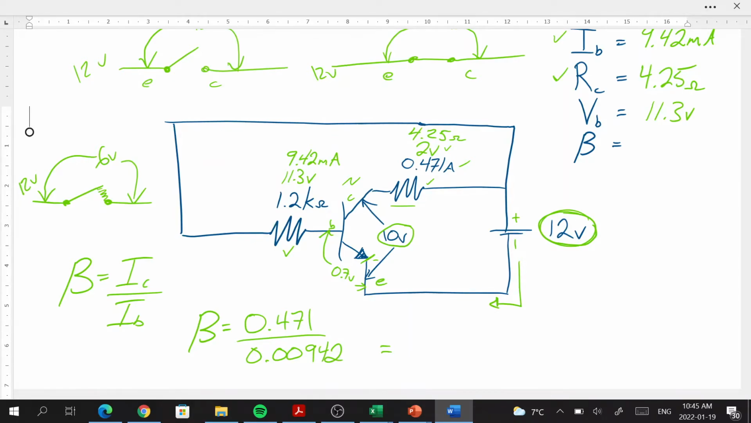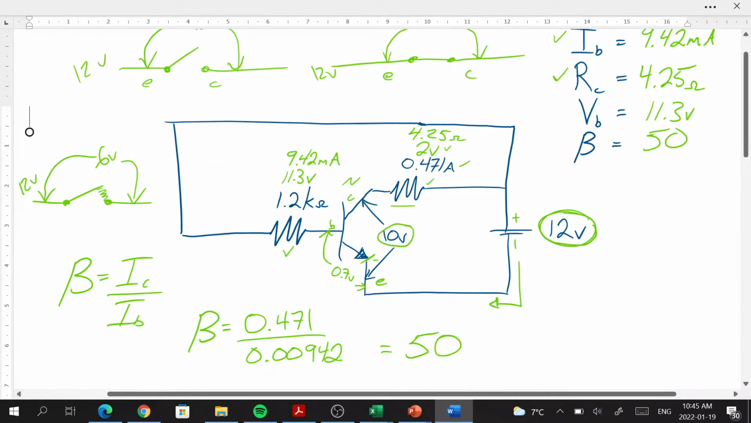And that is going to give us 50. So our current in the collector is 50 times. It gets amplified 50 times compared to the current going into the base. And that's engineered right into the transistor. Okay.